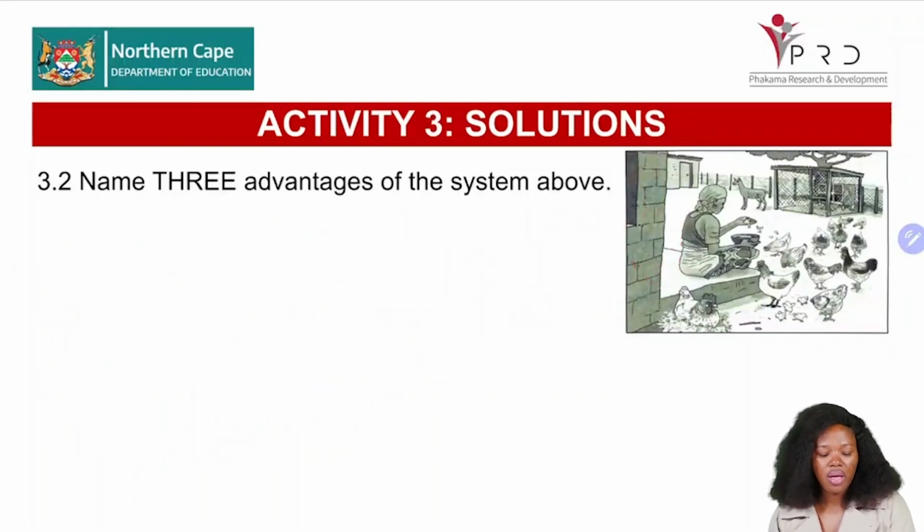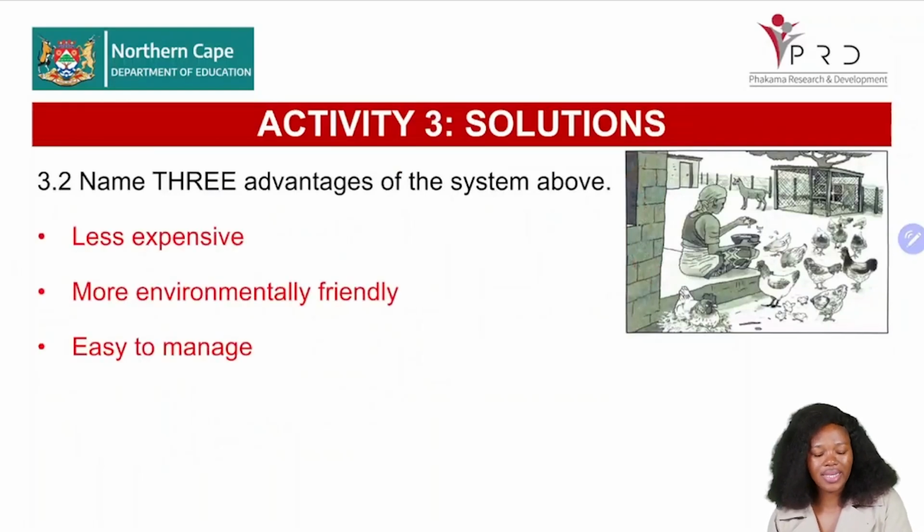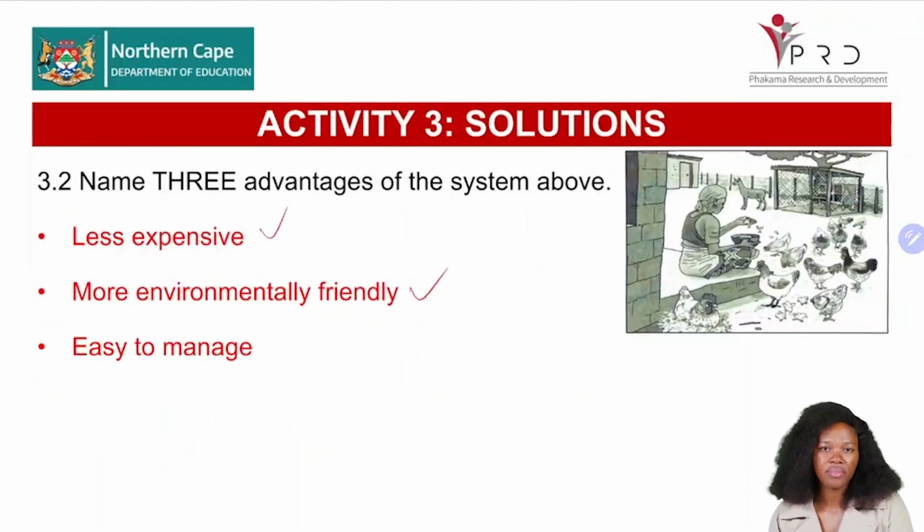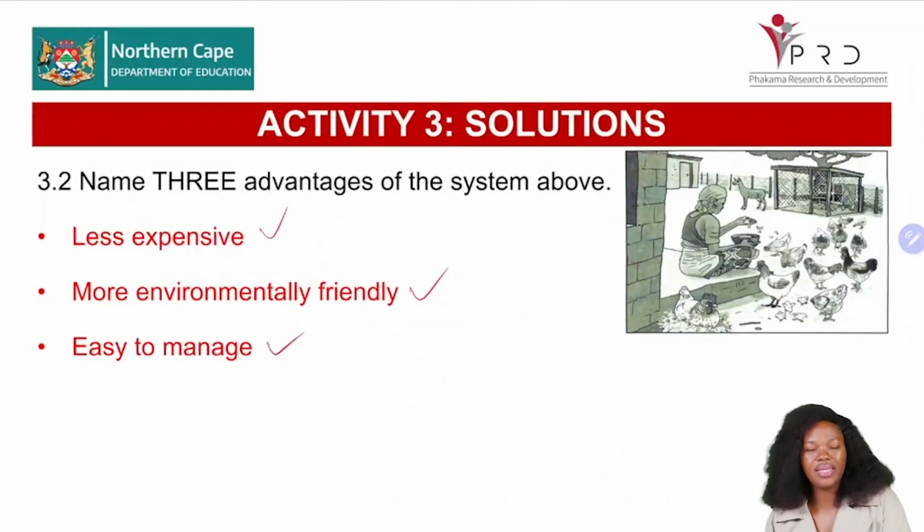Now 3.2, name 3 advantages of the system above. Right, firstly, it is less expensive. Secondly, it is more environmentally friendly. And another one, it is very easy to manage.